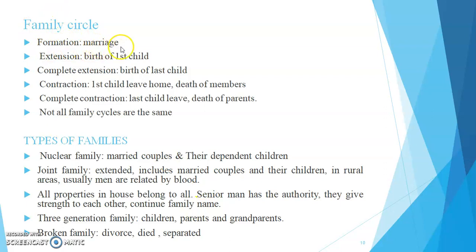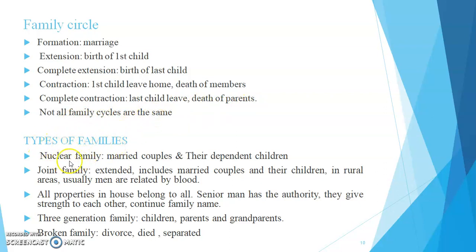Formation is by marriage. Extension of family is by birth of the first child. Complete extension is at birth of the last child. Contraction: first child leaves home or death of members. Complete contraction is when the last child leaves or death of parents. Not all family cycles are the same.